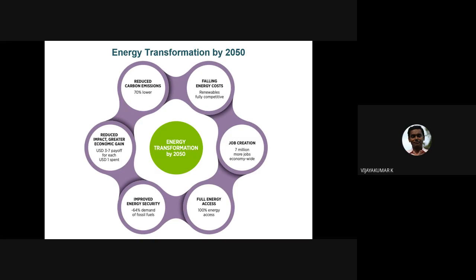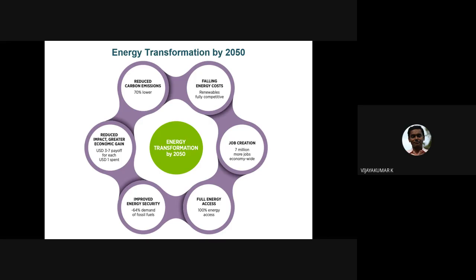In those energy sources, we can say distributed generation sources. We will see what distributed generation sources are, but before that we will discuss the energy transformation by 2050. The main objective of this theme is to reduce carbon emissions. That is the Paris Agreement.